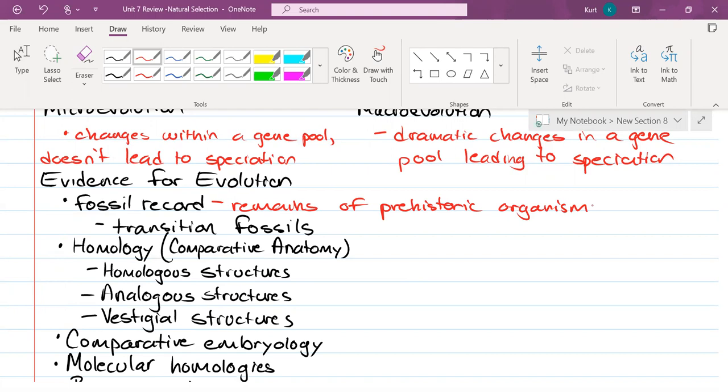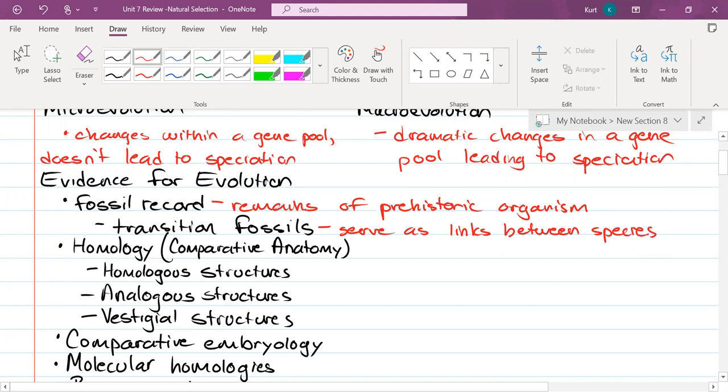We know that birds are more closely related to dinosaurs than reptiles are because of the fossil remains that they've left behind. Modern day birds are the descendants of prehistoric dinosaurs, prehistoric reptile-like animals. And dinosaurs are actually kind of like a transition from reptiles to birds. Speaking of transition, fossils can serve as links between species. Remember we watched the video on the prehistoric whales and how they shifted from being a land-dwelling mammal into a marine-dwelling mammal?